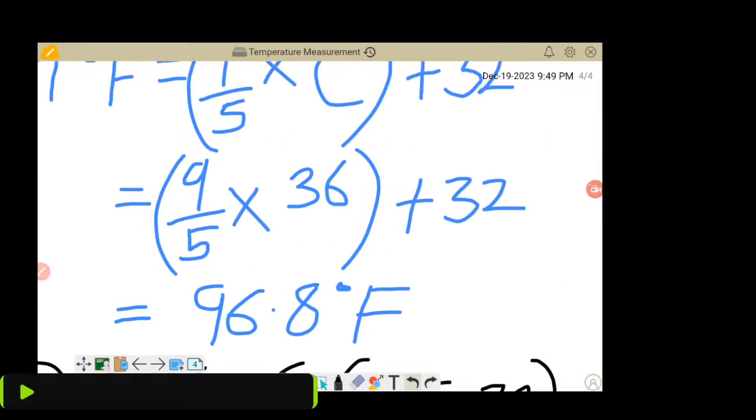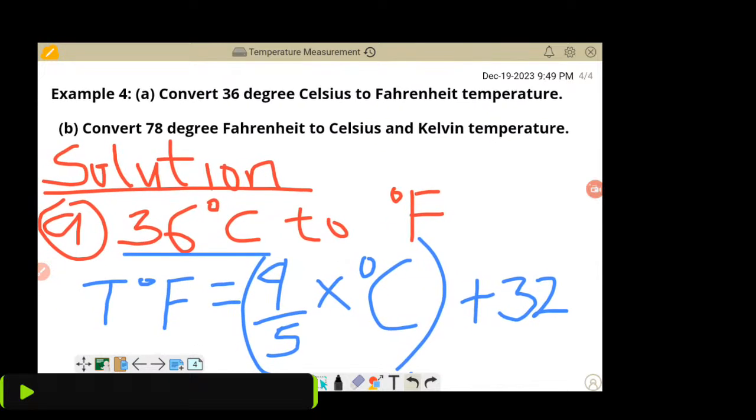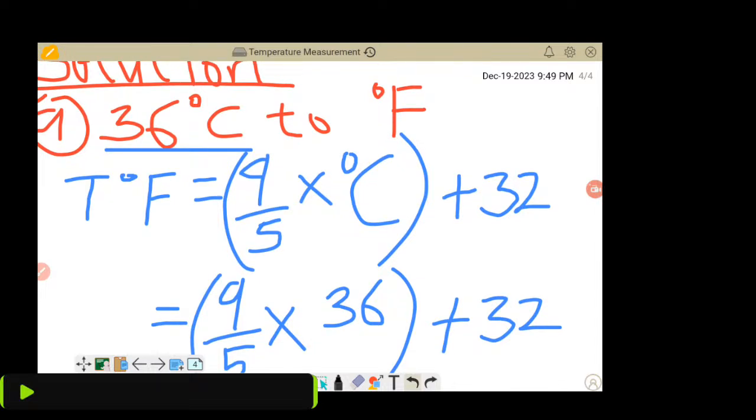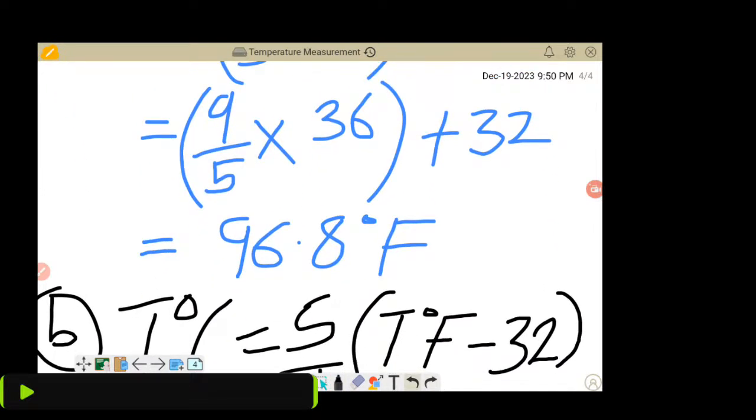Let me show us everything that we've done so far in this example 4. In example 4, we are asked to convert 36 degrees Celsius to Fahrenheit temperature, and also to convert 70 degrees Fahrenheit to Celsius and Kelvin temperature. And in order to do that, we considered the formulas to use. The formula to convert from degrees Celsius to Fahrenheit is what we have on the screen: temperature in degrees Fahrenheit equal to 9/5 multiplied by temperature given in degrees Celsius plus 32. Using that formula, we are able to get our answer in degrees Fahrenheit.